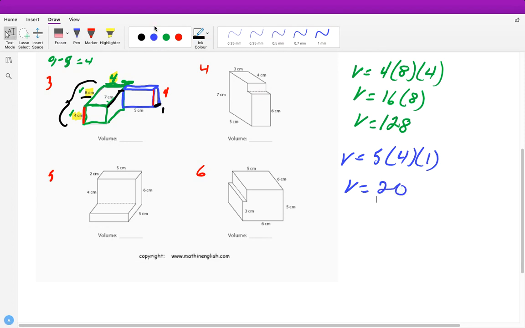And just like with composite area, if we want to find the volume of these two shapes, we just need to add them together. So 128 plus 20. So that means our volume of the entire shape is 148 centimeters cubed.